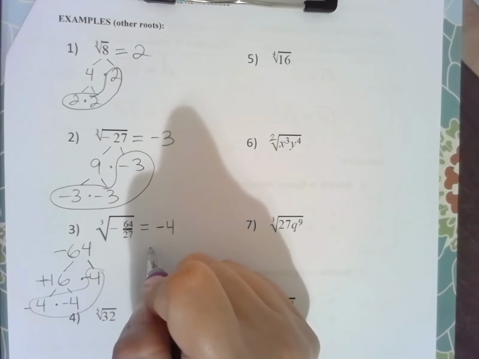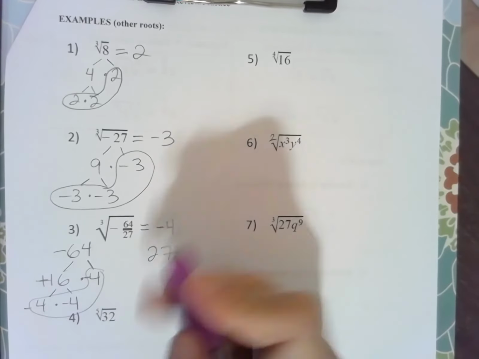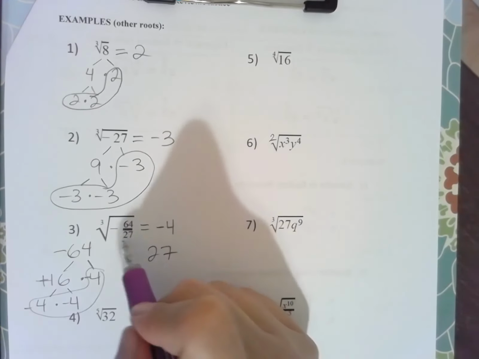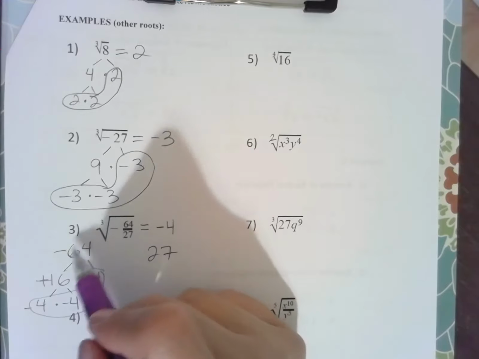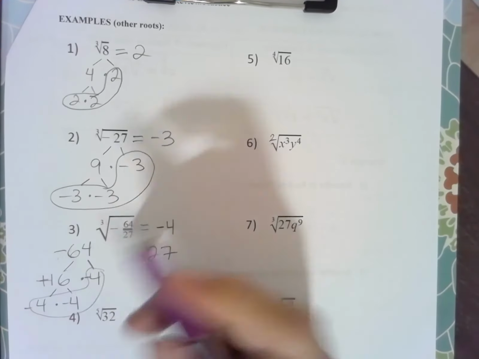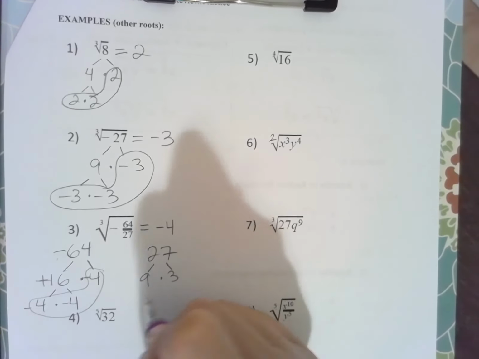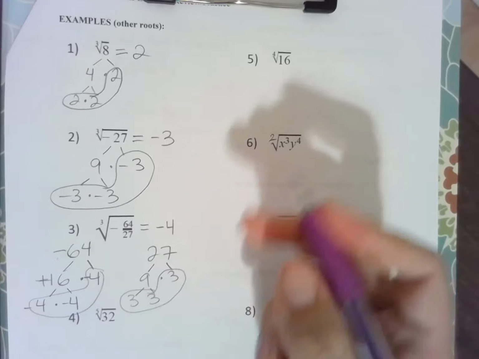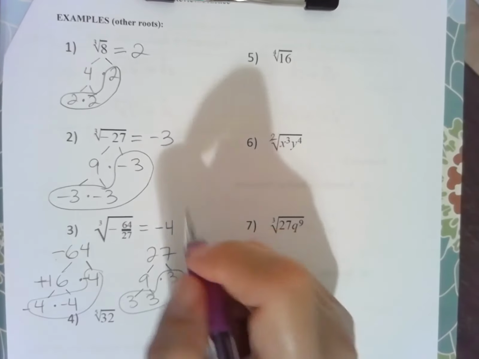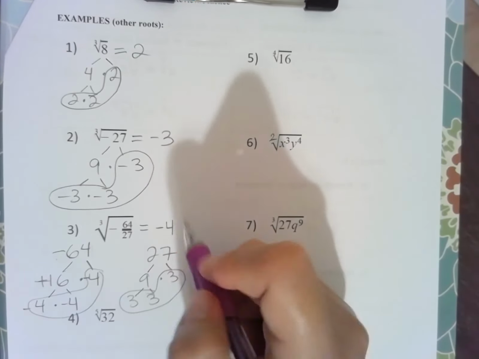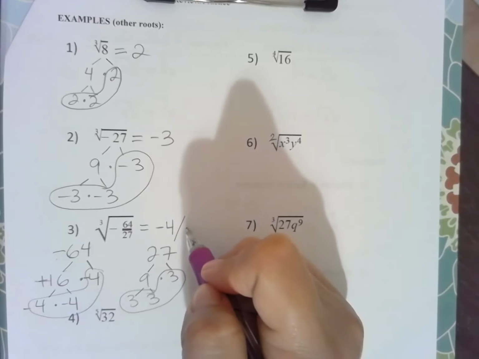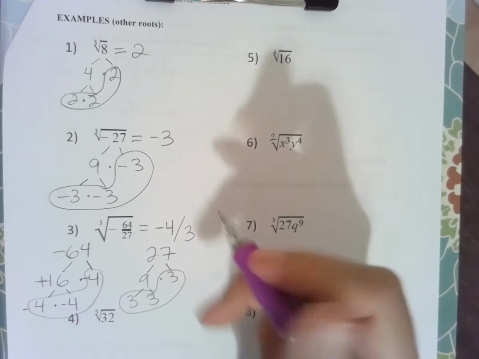Now let's look at 27. And I can look at positive 27 since I already dealt with the negative when I put it next to the 64. So 27 is 9 times 3. And then we break it down into, again, a group of 3. And what you do when you have two numbers, in this case, it's just one over the other. Negative 4 over 3.